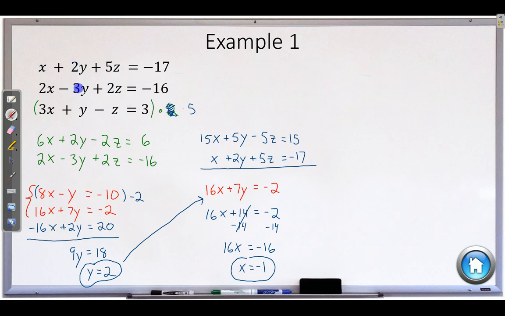And so we can choose any of these three to plug this into. I'm going to choose the top one just because it's on top and I can get to it easily. So x in front is a negative 1 plus 2y, so 2 times the y, which is another 2, gives us 4, plus 5z is equal to negative 17. Let's simplify this. That becomes a 3. Subtract the 3 over.